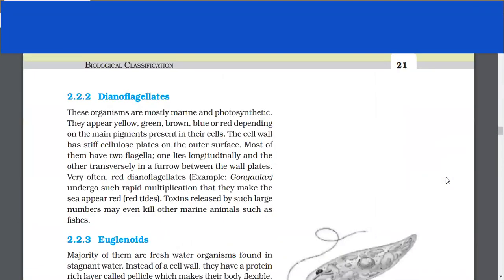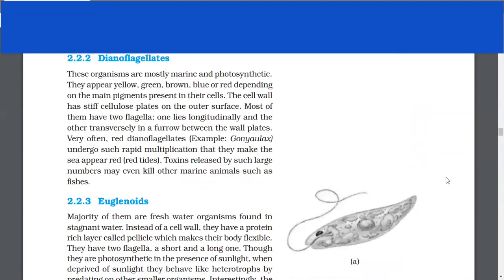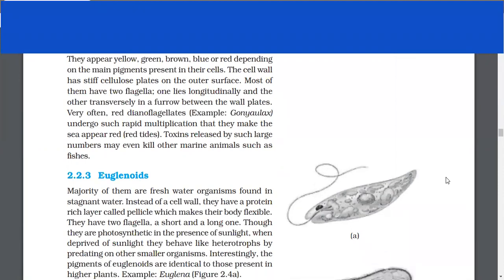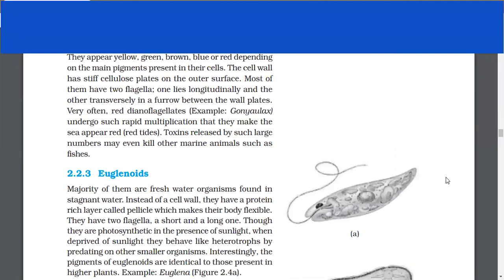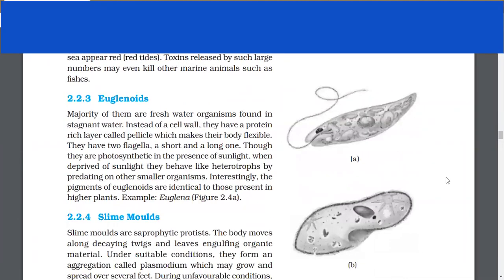Dinoflagellates. These organisms are mostly marine and photosynthetic. They appear yellow, green, brown, blue, or red depending on the main pigments present in their cells. The cell wall has stiff cellulose plates on the outer surface. Most of them have two flagella. One lies longitudinally and the other transversely in a furrow between the wall plates. Very often, red dinoflagellates, for example, Gonyaulax, undergo such rapid multiplication that they make the sea appear red. Toxins released by such large numbers may even kill other marine animals such as fishes. Noctiluca.